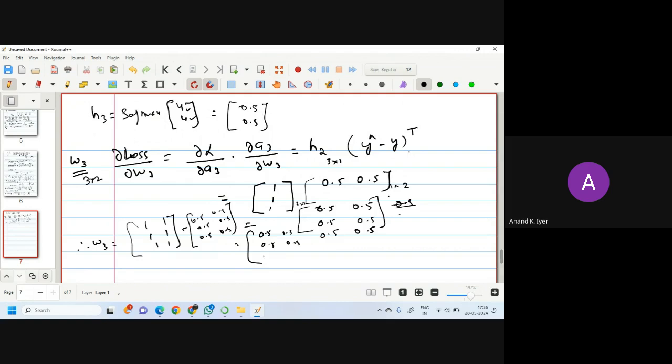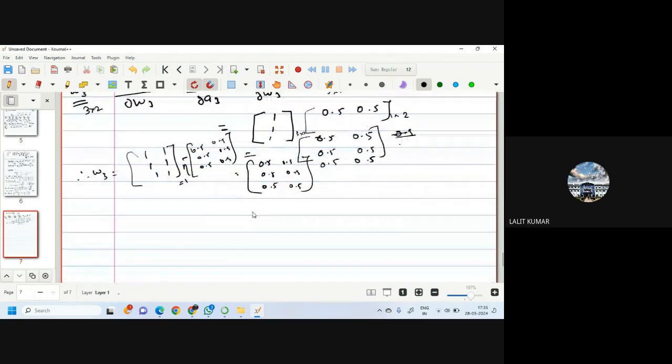W3 equals W3 minus eta into the gradient, you are assuming eta as 1, yeah? Yeah, eta is equal to 1. Okay. And now we come to B3.